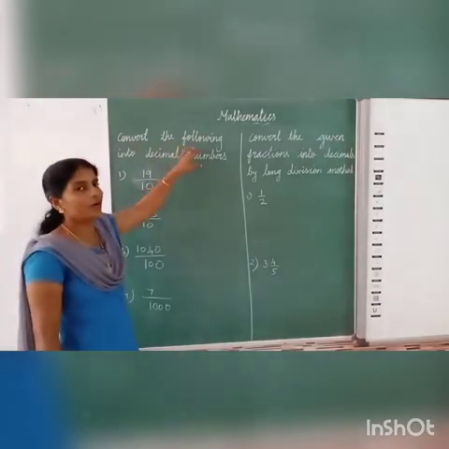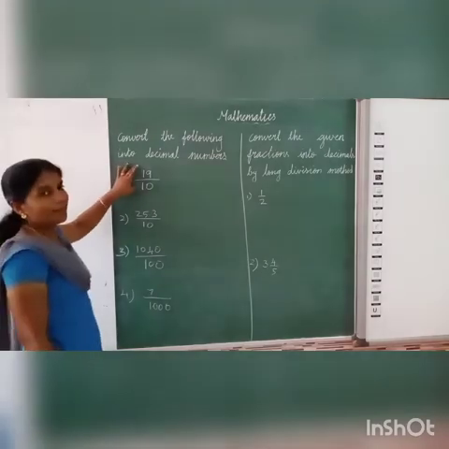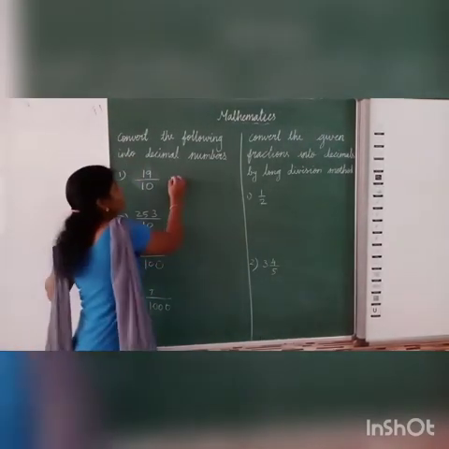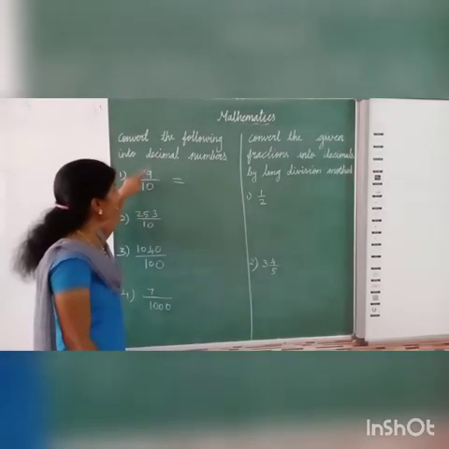Next one, convert the following into decimal numbers. First one, 19 by 10. What is the denominator? The denominator is 10, isn't it? The numerator is 19.